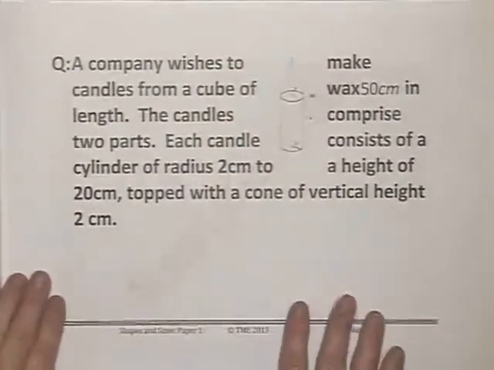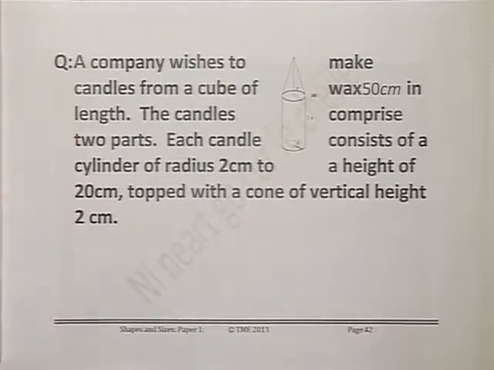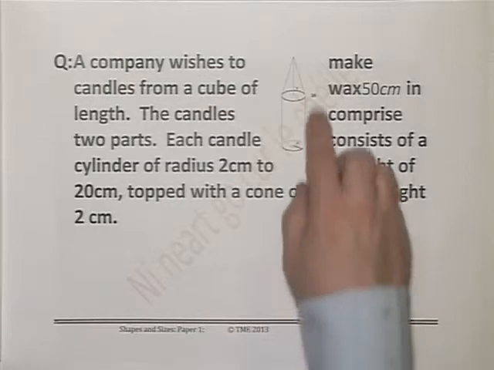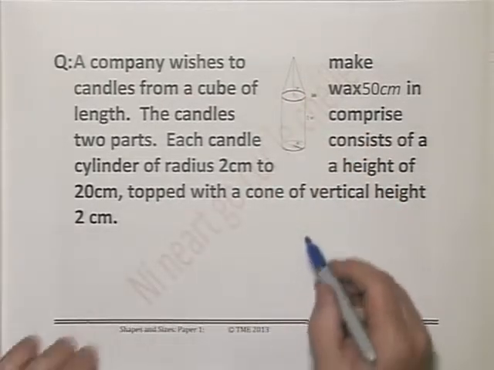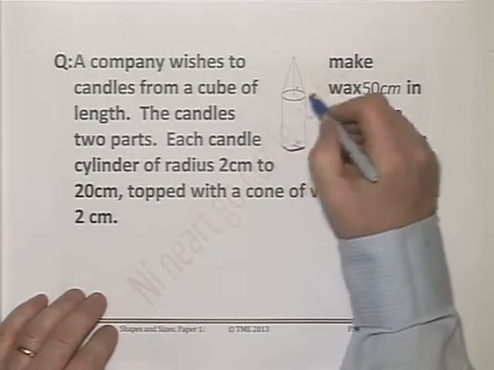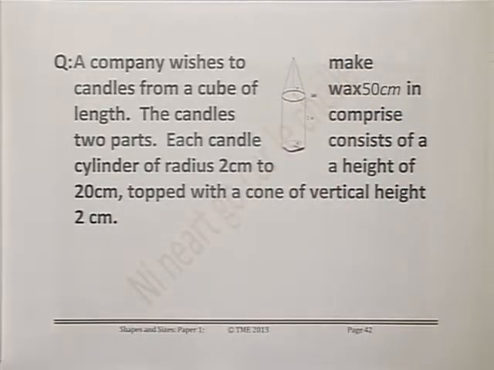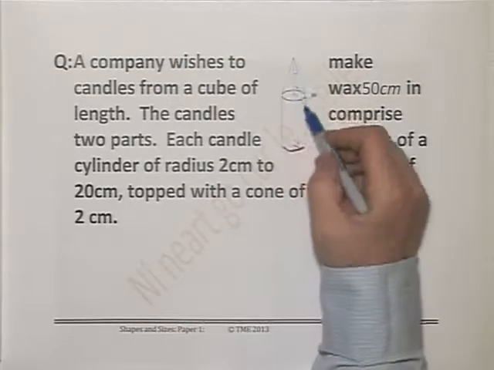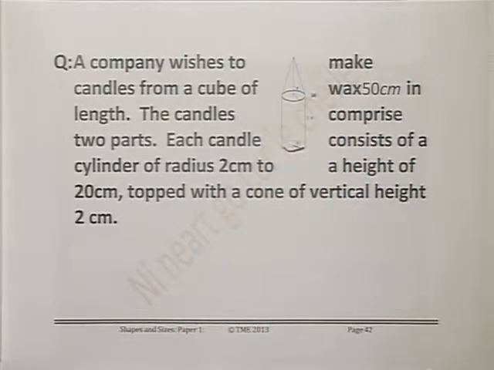The very last question in this topic is very similar. It just adds a slight twist at the end. And this is the one about making candles. They say a company wishes to make candles from a cube. The cube is 550 centimeters in length. The candles comprise two parts. The candle consists of both a stub part, like a crayon or pencil, and then the writing bit at the top, the tip. So it's a cylinder for a bit and then a pointy cone at the top.